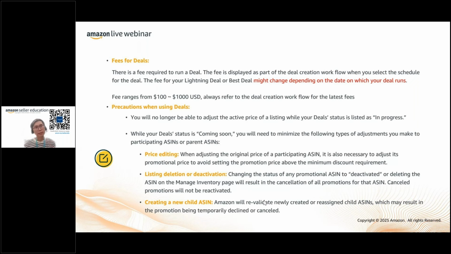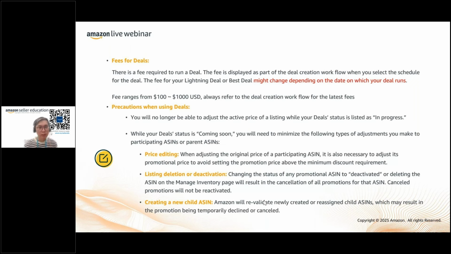From what I see, if you select your deal to run on a very specific day, like only during the actual Prime Day event, the fee will usually be higher, because it has a lot more traffic on the actual day. The fee could range from $100 to 1,000 USD. I can't give you an exact number because the fee can vary, it depends on the date. So just make sure that you look at how much the fee is before you confirm and submit the deals that you want.